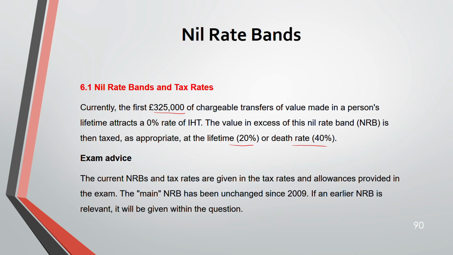Now, exam advice. The current nil rate band will be given to you in your tax rates, and if you see, it remains unchanged since 2009. It's 325,000 only. If any nil rate band earlier than 2009 is required for your question, they will give you that in the question. But mostly they don't give before 2009. It's 325,000 all the time.